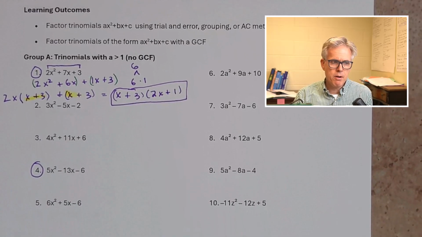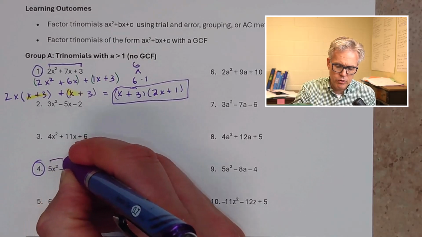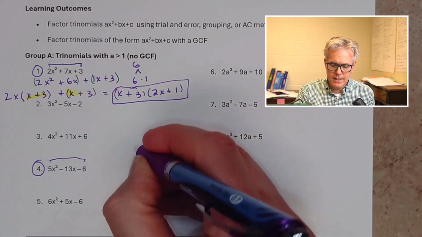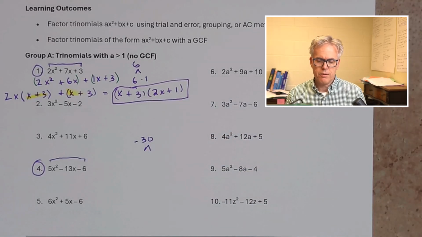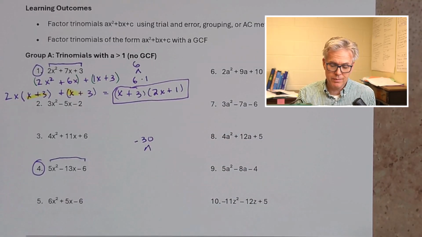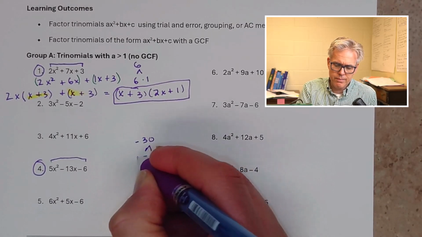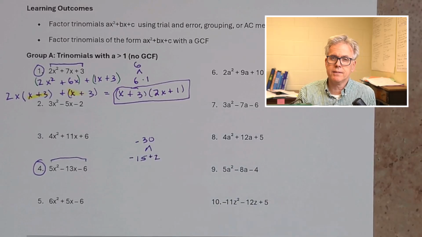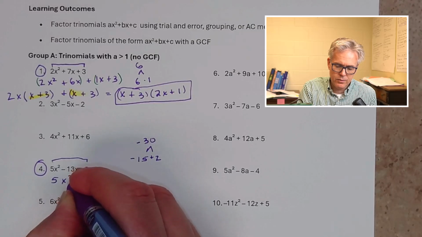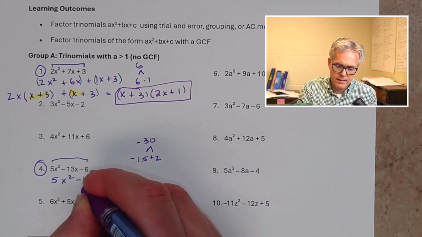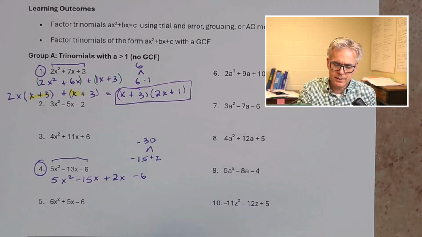All right, let's look at number 4. We have 5x squared minus 13x minus 6. Again, we'll just use the AC method. 5 times negative 6. So we're going to have negative 30. So factors of negative 30, they're going to sum to that middle term of negative 13. Looks like it's going to be 15 and 2. If the 15 is negative, 2 is positive. I'm going to rewrite this as 5x squared minus 15x plus 2x minus 6.